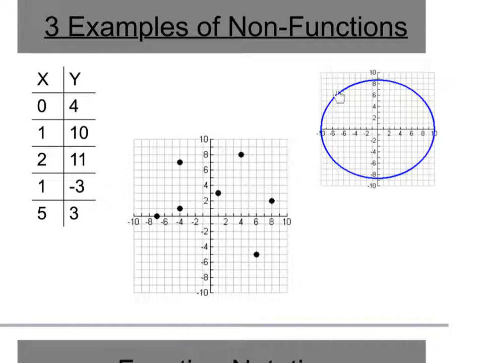Here we see the graph. However, take a look. This x value here and this x value here repeat, and so it's not a function. And look at it. It fails my vertical line test.